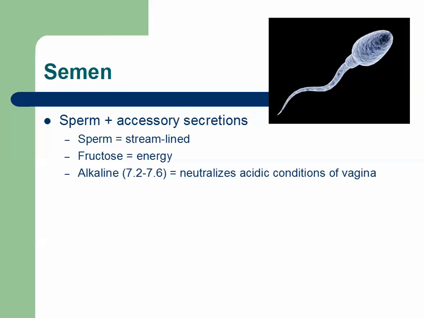They also have things that make them alkaline or basic. And I shouldn't say very, they're a little bit on the alkaline side, so 7.2 to 7.6. And being a little bit basic is going to allow it to neutralize the acidic conditions that it's going to meet in the vagina. The sperm need to be in a neutral or slightly basic environment. If they meet acid, they're going to die, so this helps protect them.